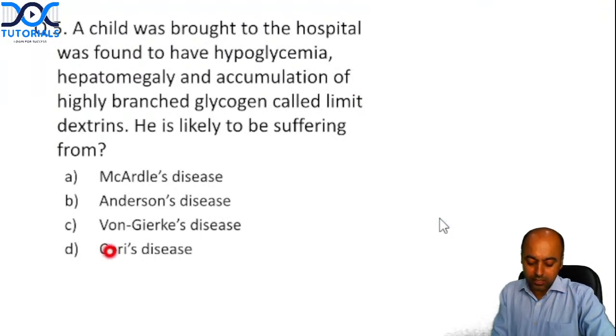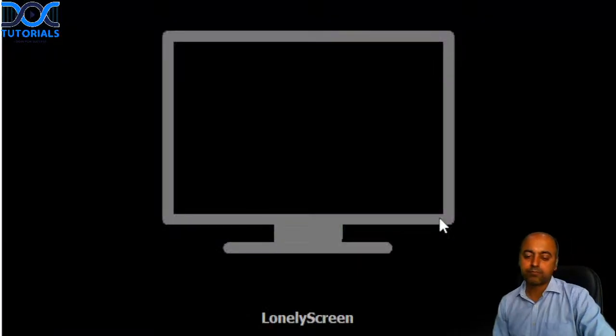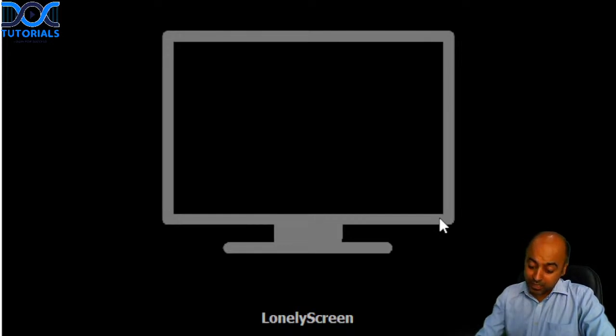So what you can see here, there is accumulation of highly branched glycogen. The highly branched glycogen will accumulate when the debranching enzyme is not there.